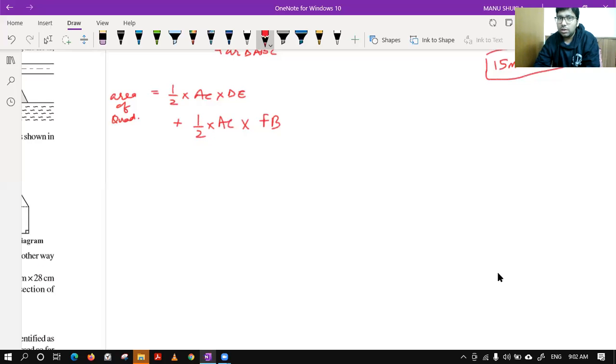Okay. Now let's try to put the values and get the answer. What is the value of AC? Okay, class, before solving, can you see? First let me put the values. Half. The value of AC is how much? 24. The value of DE is how much? 13. Then we have a plus sign. Then we have again half into AC, that is 24 into 8.